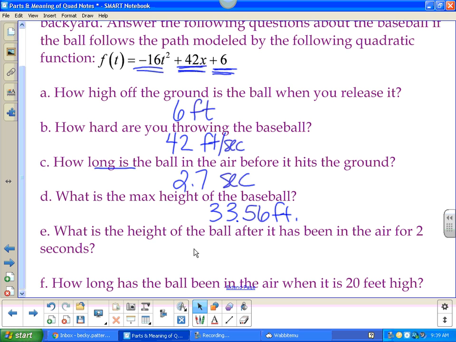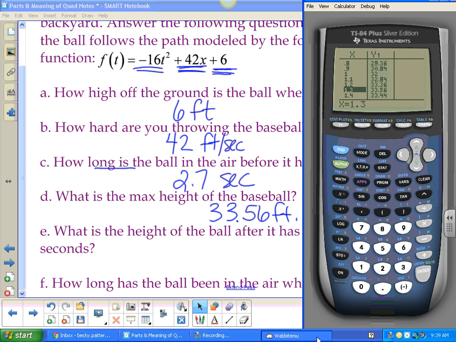What is the height of the ball after it's been in the air for 2 seconds? Okay, 2 seconds. 26 feet.